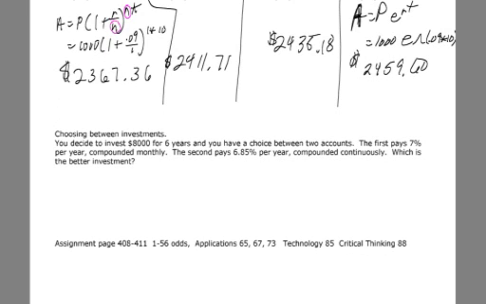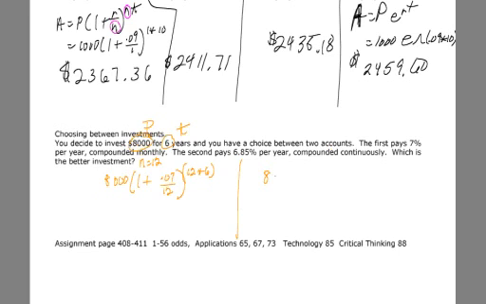Let's play a game. Let's choose between 2 investments. So we have a principal, $8,000, and we have a time, 6 years. We've got to choose between 2 accounts. We've got a 7%, that's monthly, a 6.85 continuously. Let's see who's going to be the better investment. So let's go with the monthly. N is equal to 12 when we're doing monthly. 8,000 times 1 plus interest rate 0.07 divided by N, which is 12, raised to the 12 times 6 power.